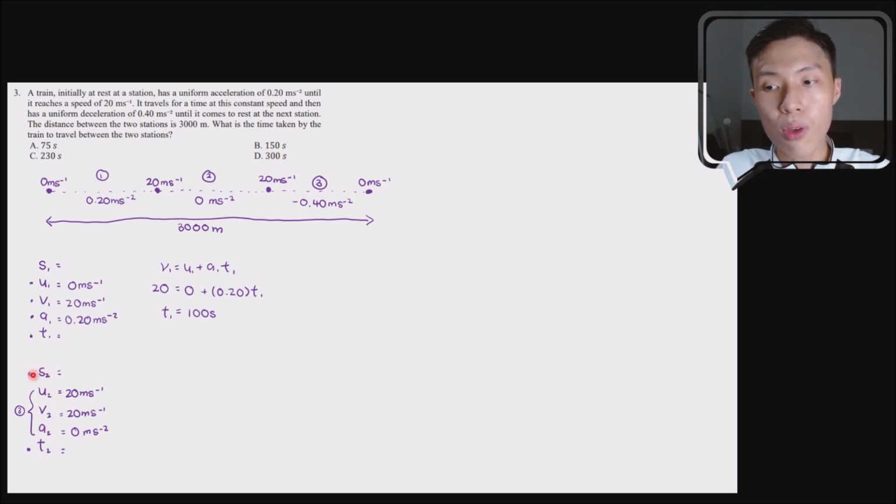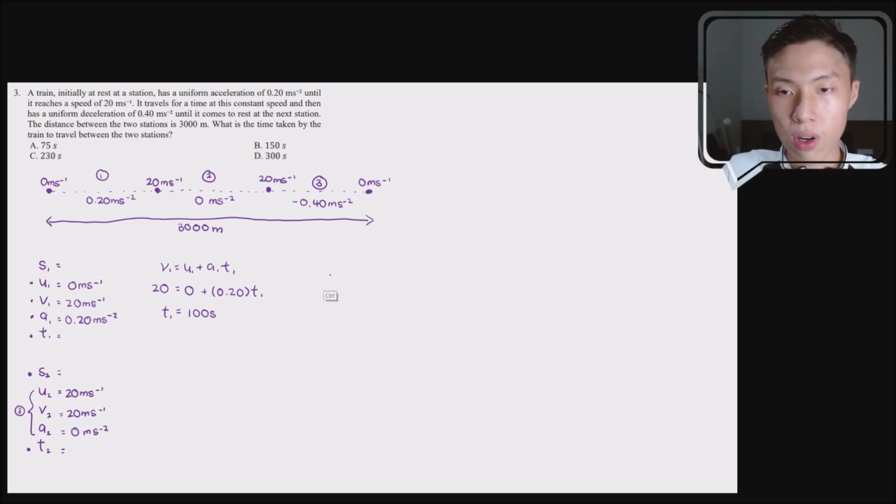So how do we find the distance over here? Well, they tell you that the total distance is 3000 meters. If you are able to find the distance of the first portion of the journey and the third portion, then you can take 3000 minus the distance of the first part and the third part, and you can find the displacement for the second portion. So let's try to find S1 also. We'll do our calculation here.